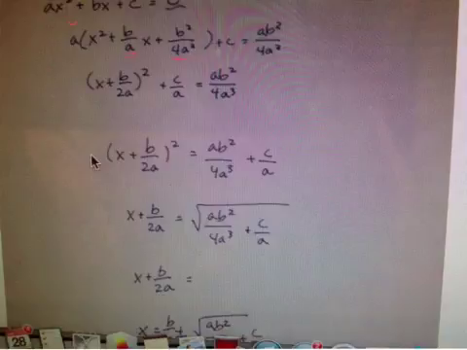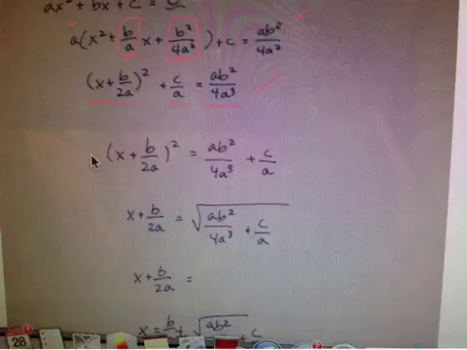And then you said, okay, well, I'm going to take half of B over A and square it to get this term. And then you added that over to the other side correctly. Great job. You did some factoring here, and you divided by A. Good.